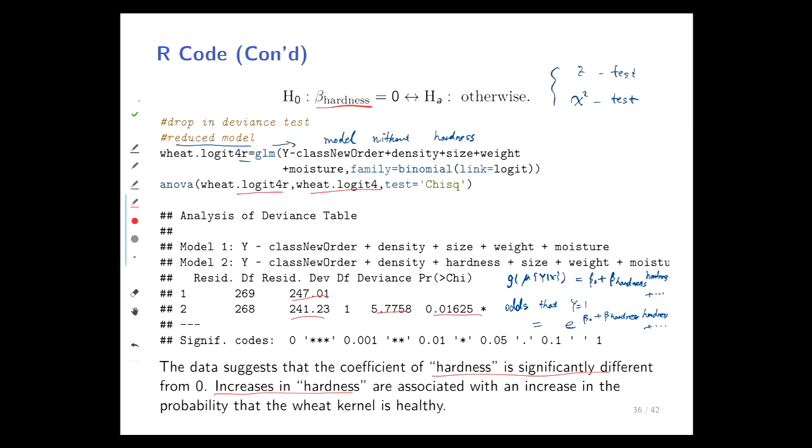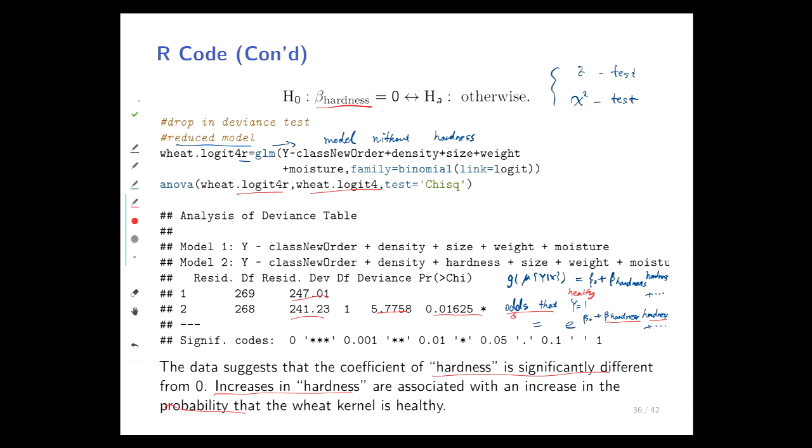Because this coefficient is positive, if we increase the hardness, we are going to increase the odds of y equals 1. That means the odds that the kernel is healthy, because y equals 1 is equivalent to healthy. And if we increase the odds, that means we increase the probability. That's a little bit about the interpretation, and I will explain it more. But before that, let's compare the results of this chi-square.